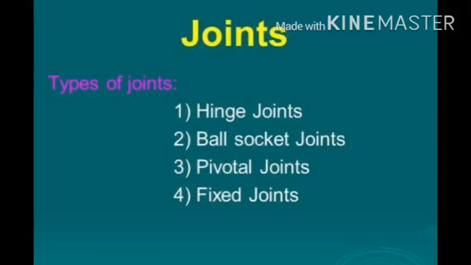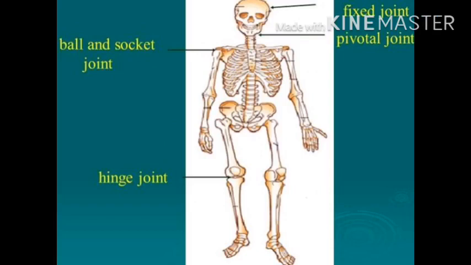Now there are types of joints. One is fixed joint, second is movable joint, ball and socket joint, pivot joint, hinge joints, and gliding joints. Now see the location of such joints. Fixed joints is skull, pivot in neck, ball and socket joint at shoulder, hinge joints at elbow.